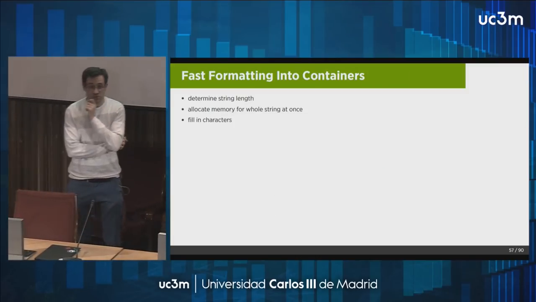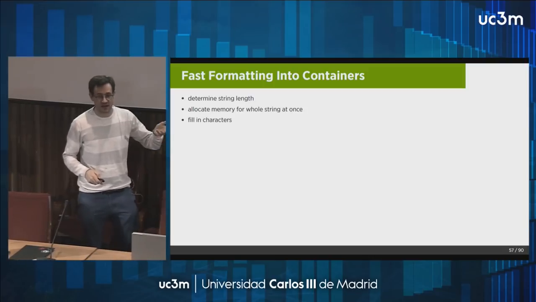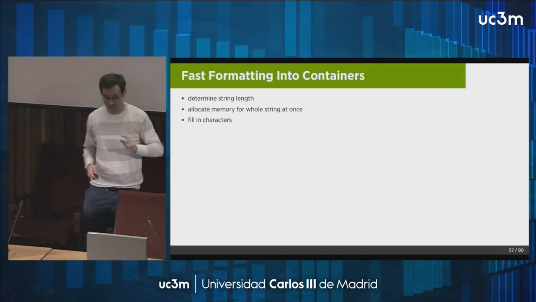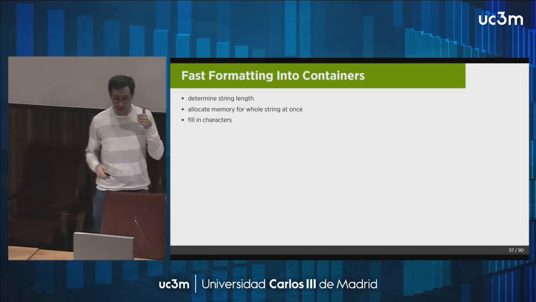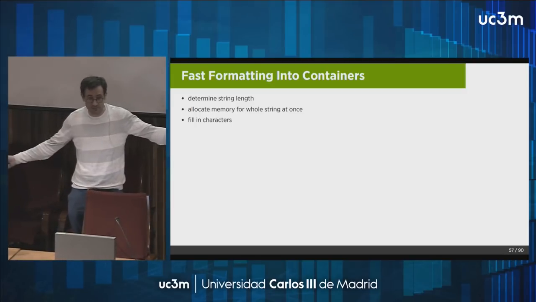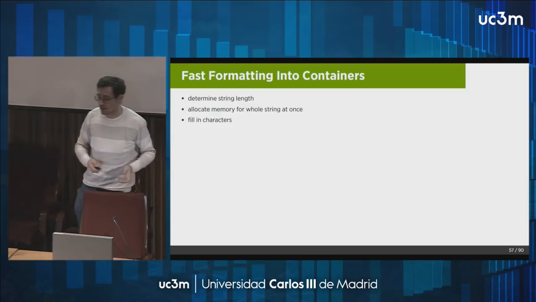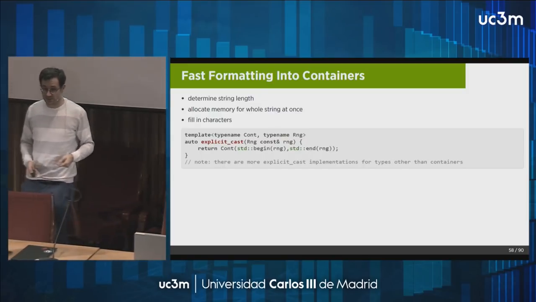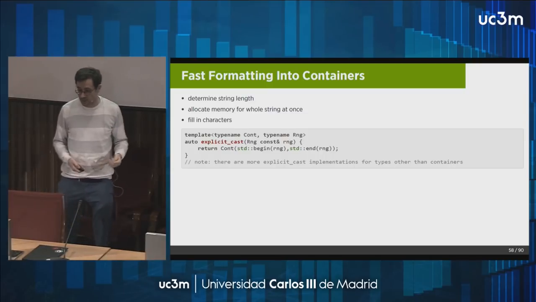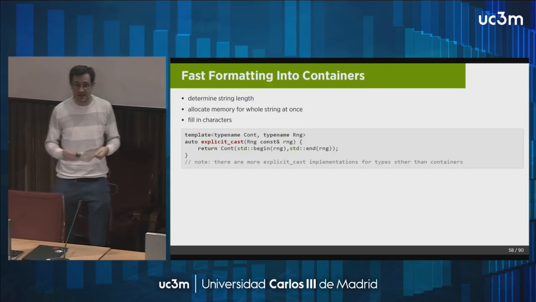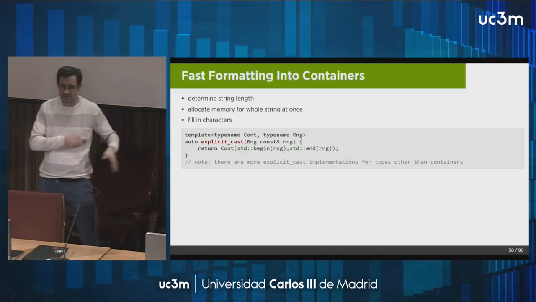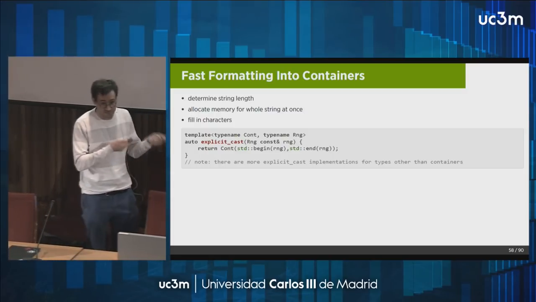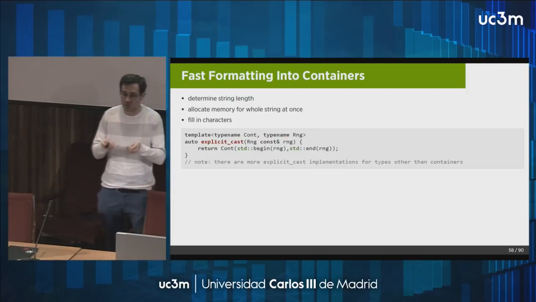Now, in order to do the formatting into a container fast, you only want to allocate memory once. So you first determine the string length, then you allocate all the memory, and then you fill in the characters. OK, let's try that. That's the first attempt. You have a container, and you pass it begin and end. And that should, in the old C++20 world where this constructor exists, constructing a string from two iterators, it should actually construct the string.